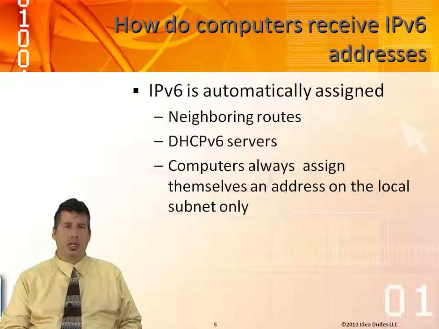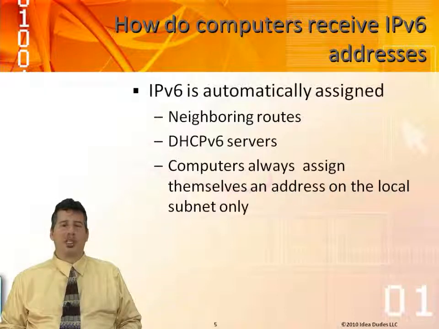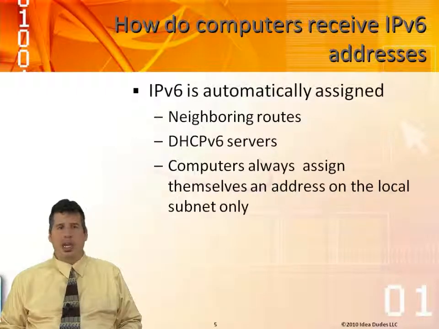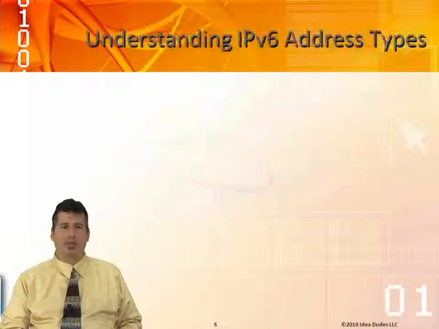Computers always assign themselves an address on a local subnet only, and that's the FE80. Remember, we have automatic IP addressing, or what is known as APIPA, on an IP version 4 network. Well, we have the same thing with IP version 6, and it is known as a link local. So it's going to give it an FE80 type of address, which we'll look more into later on.